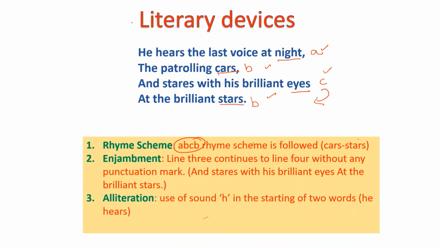The next literary device is alliteration. Alliteration, he hears. दोनों words की beginning हो रही है H sound के साथ. So जब same H sound से begin हो रहे हैं two words, so this is alliteration. The next literary device is assonance. Vowel sound I की repetition in words में with, his, brilliant. So repetition of vowel sound I. So this is assonance. So with this we have finished the reading and explanation of this poem along with literary devices.